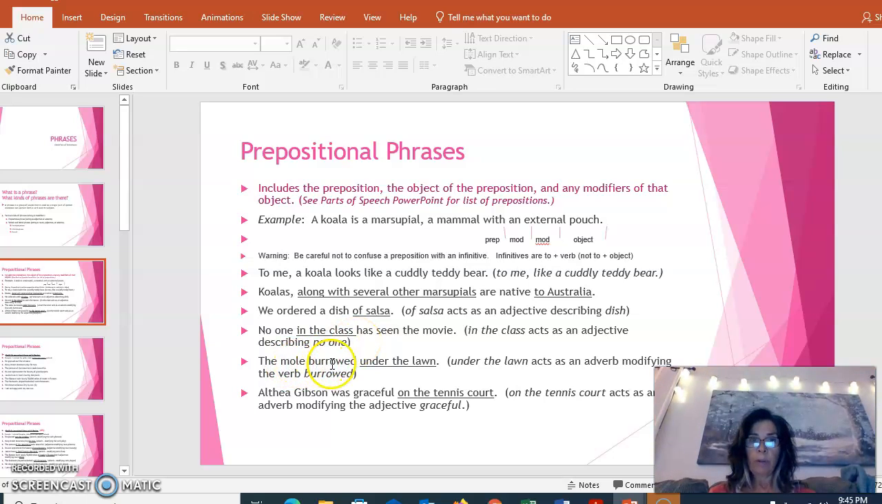The mole burrowed under the lawn. Under is the preposition and the lawn is the object. The prepositional phrase says where he burrowed. So it's modifying the verb burrowed. It's an adverb. Althea Gibson was graceful on the tennis court. On the tennis court acts as an adverb modifying the adjective graceful. On is the preposition. Tennis court is the object.